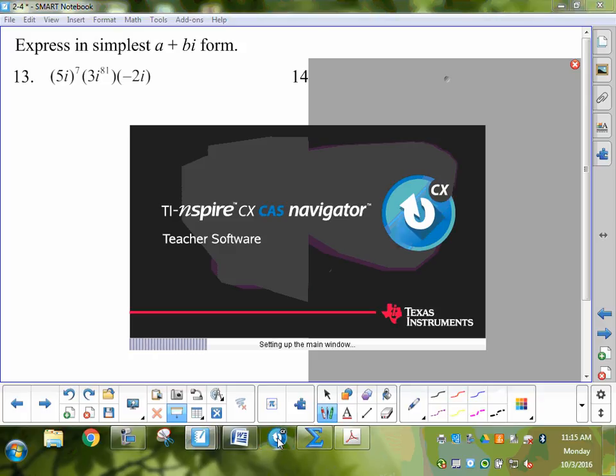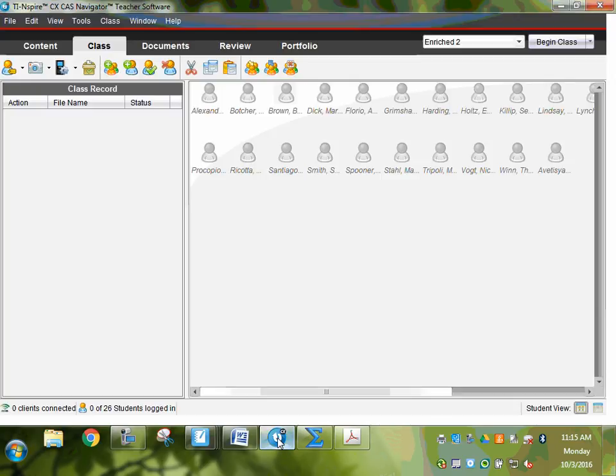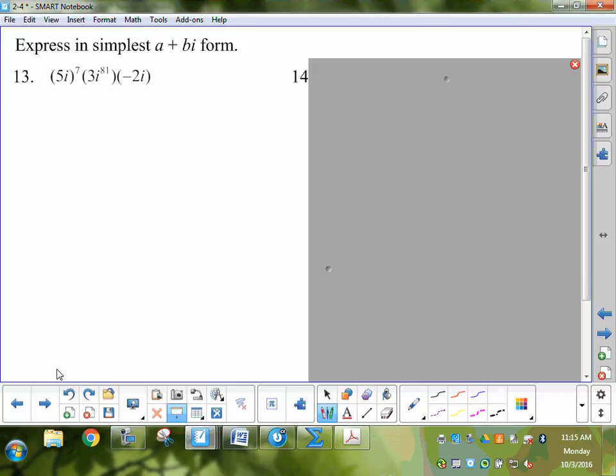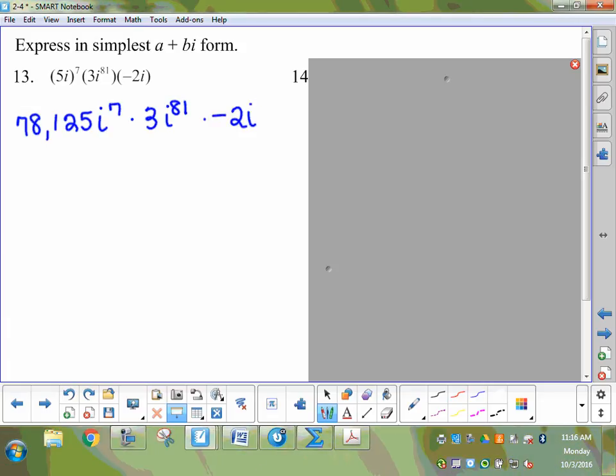What's 5 to the 7th power going to give you? Hands up, please. You can tell me whatever that number is. I think it's 6 digits. 78,125. And then i to the 7th times 3i to the 81st times negative 2i to the 1st power. I'm going to write that in because most of you are going to fall on your face if we don't. Now I need to multiply those 3 things together, so I'm just going to multiply going across.